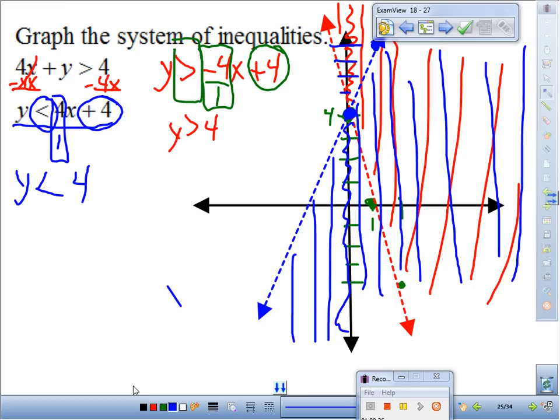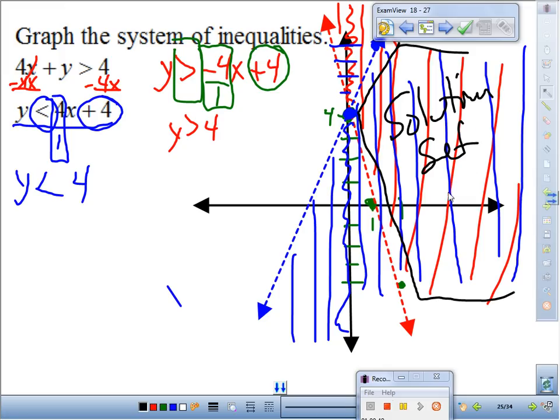There it is. So does everybody see the overlapping shades right here? And this is what we call the solution set. Let's go to number 19.